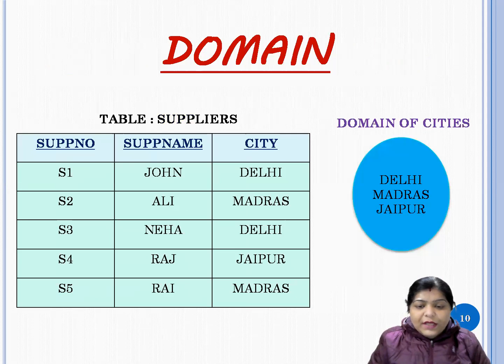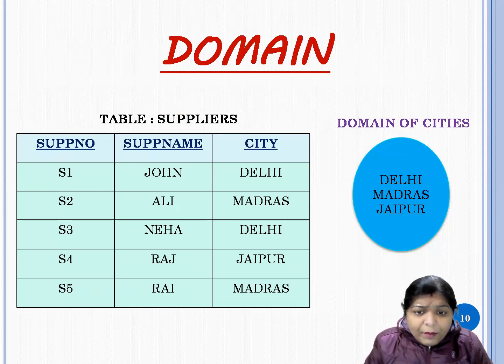Now next is a domain. Now what is a domain? So this is a table. If I am saying domain, in Hindi we can say daira. We have some limits. So if I'm talking about the domain of cities, in the domain of cities we have Delhi, Madras, Jaipur. So whatever the domain of cities is, Delhi, Madras, Jaipur, means we have this limit only.